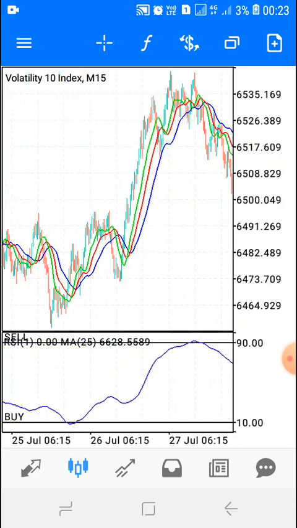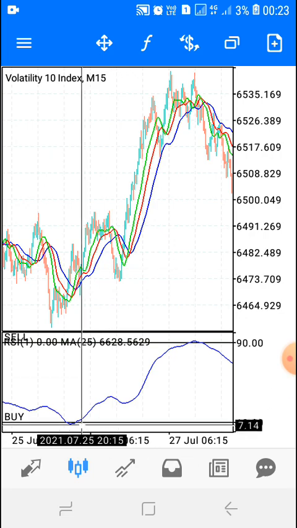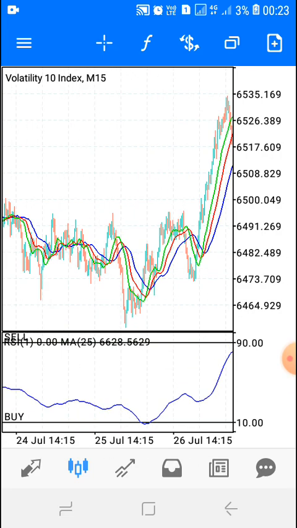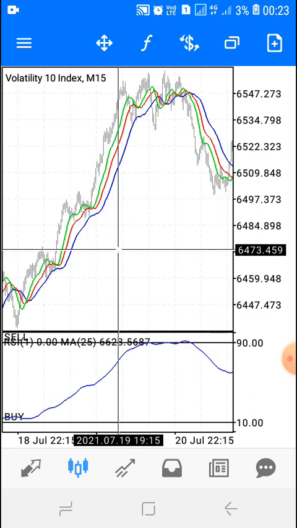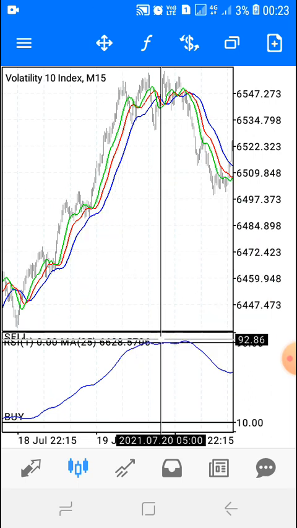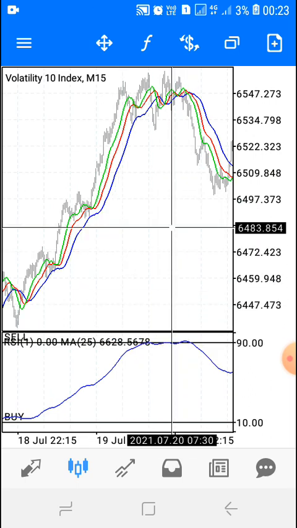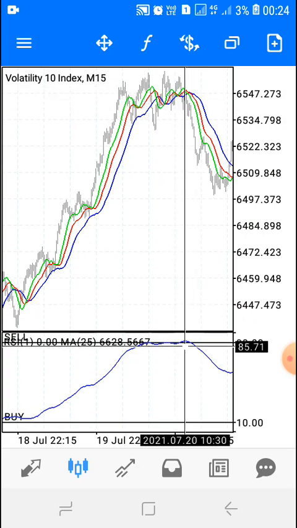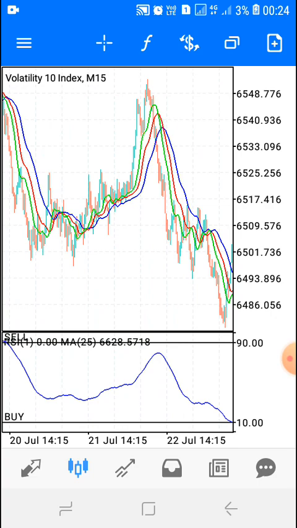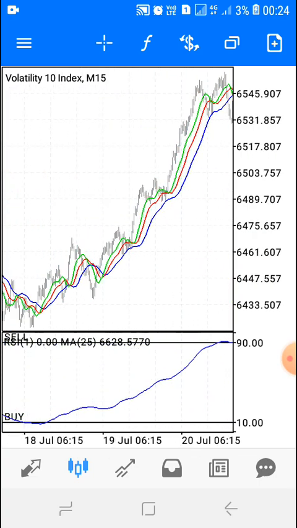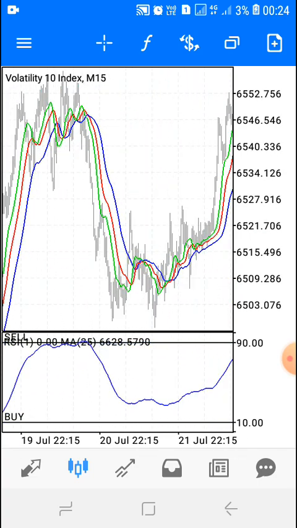Right, you can see you could have taken an entry over here. And here was another one. You can see over here, there's another one. Moving average is the 90 level. Now what you want to do is drag the screen to the right and then to the left before taking entries.